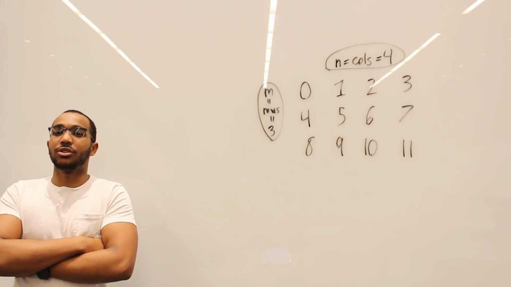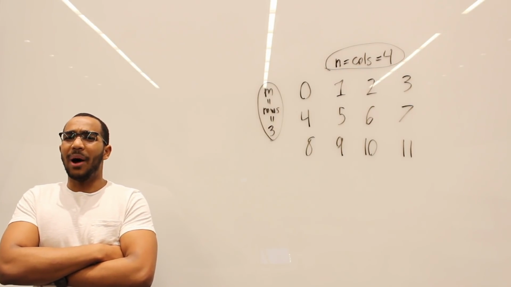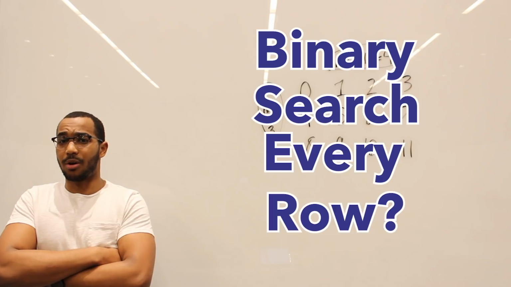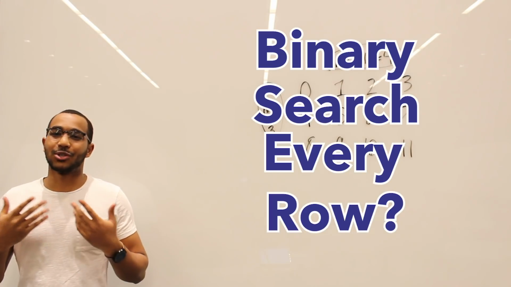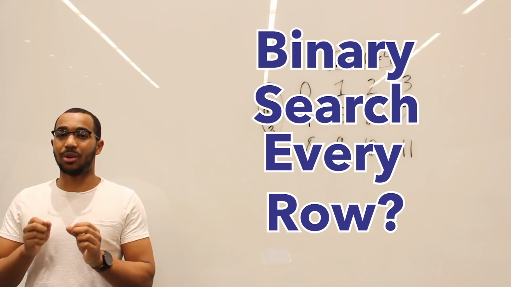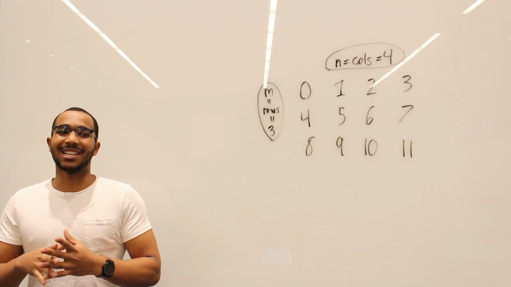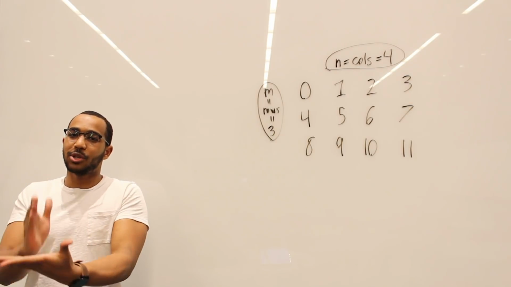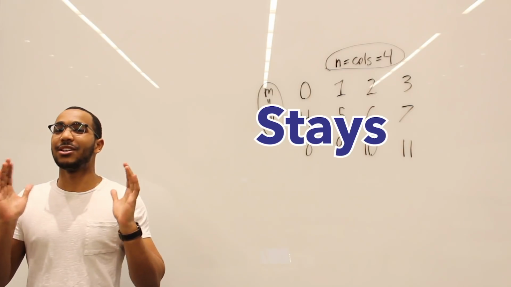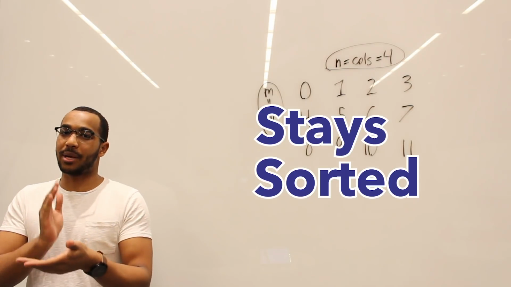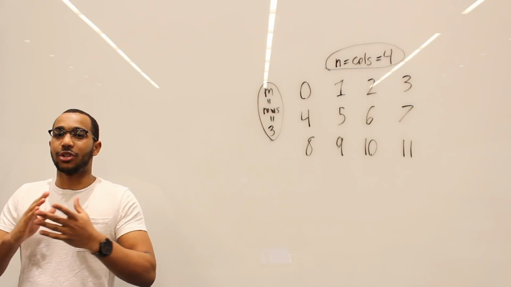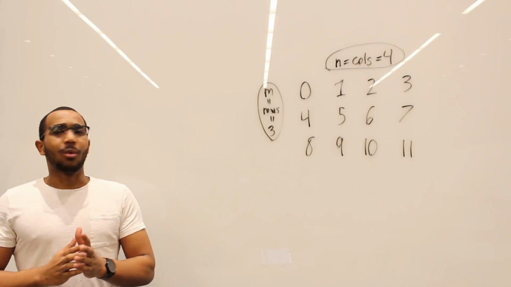So what we can actually do is, why don't we do a binary search in every row? That makes sense. Every row is sorted, right? If every row is sorted, if we do binary search, we maintain the invariant that if we chop a search space in half, the search space stays sorted, and we can continue to do choppings. That is how binary search operates, right? So what would we do?